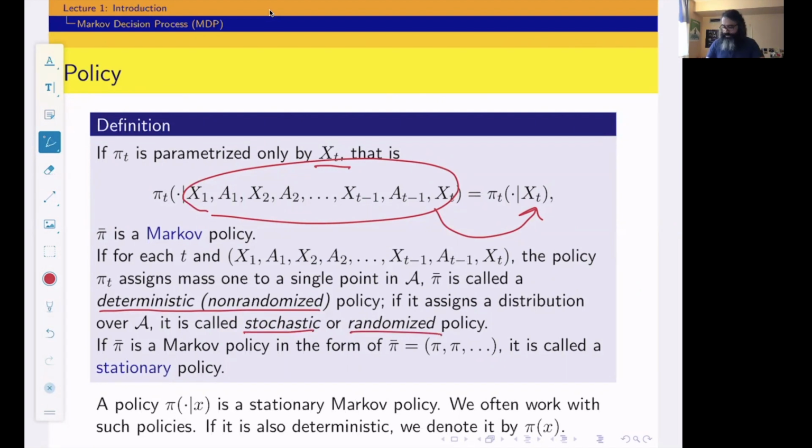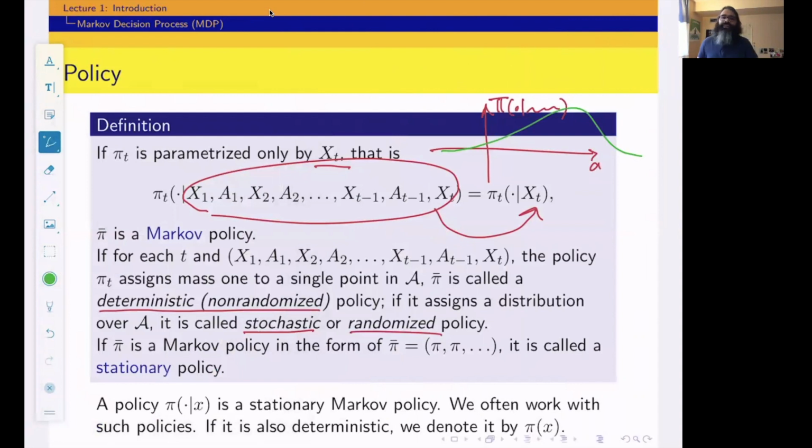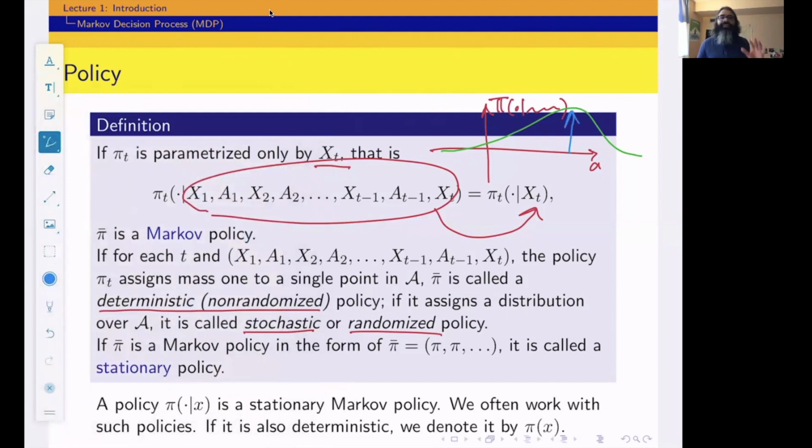So maybe I can show you how it may look. Say these are actions and this is a policy conditional on something, either all the past or just x_t, depending on whether it's Markov or not. If the probability distribution looks like this, say that green one, that's a stochastic policy because all actions have some probability. But if it has this kind of delta function, Dirac's delta function, which indicates that all the probability is concentrated at these points and the rest have probability 0, then that would be a deterministic policy.